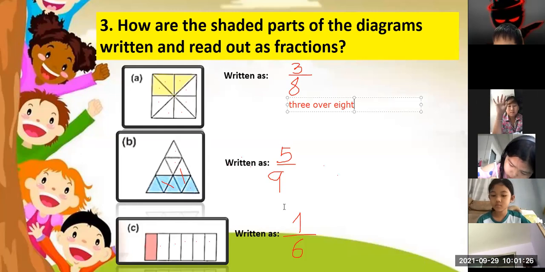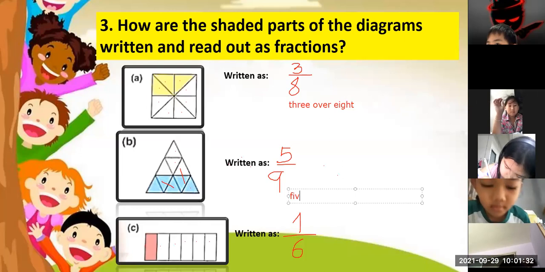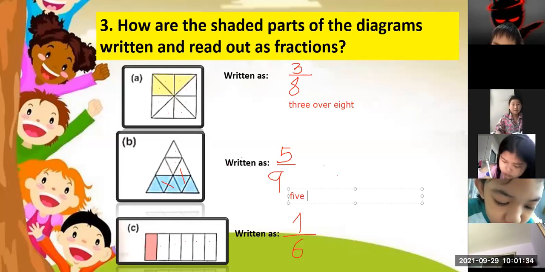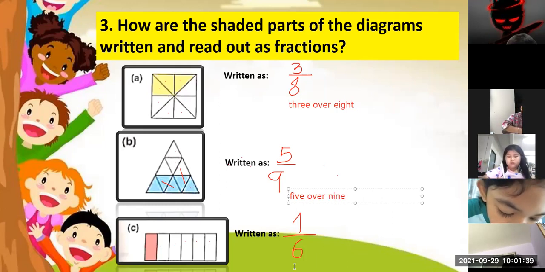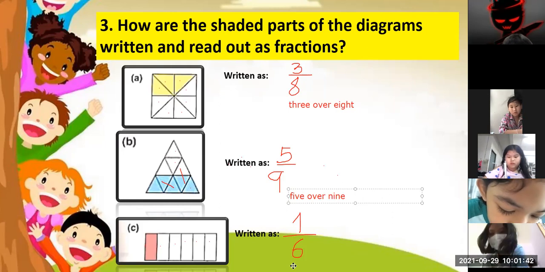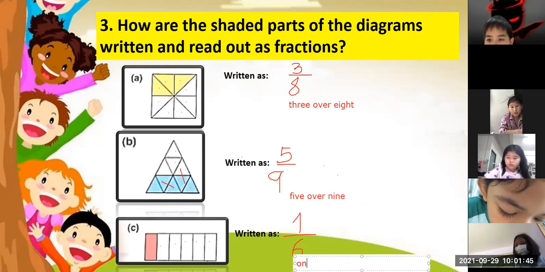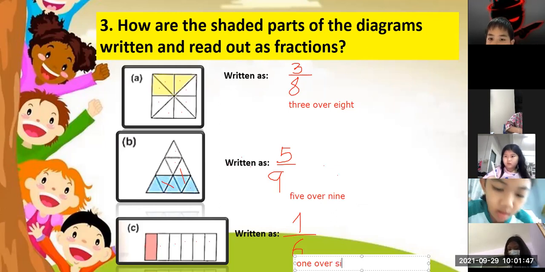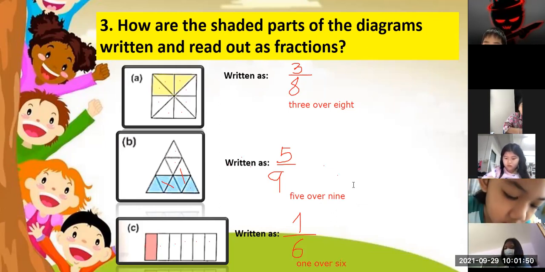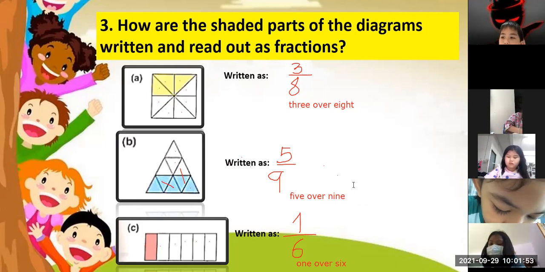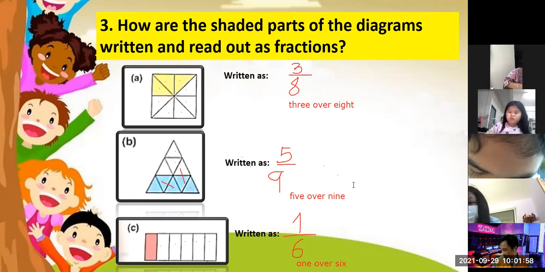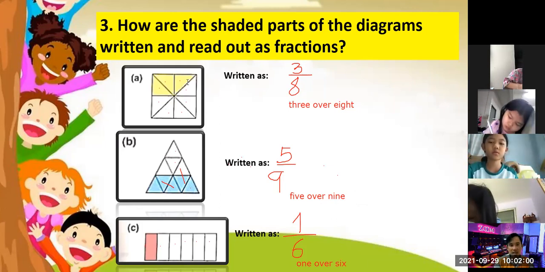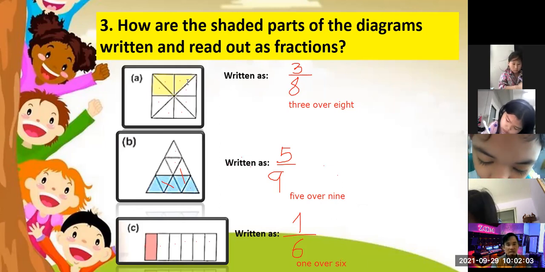3/8. And here is 5/9. And here is 1/6. So in letter A, 3/8. Letter B, 5/9. Letter C, 1/6. How about in letter D? The next page, letter D.